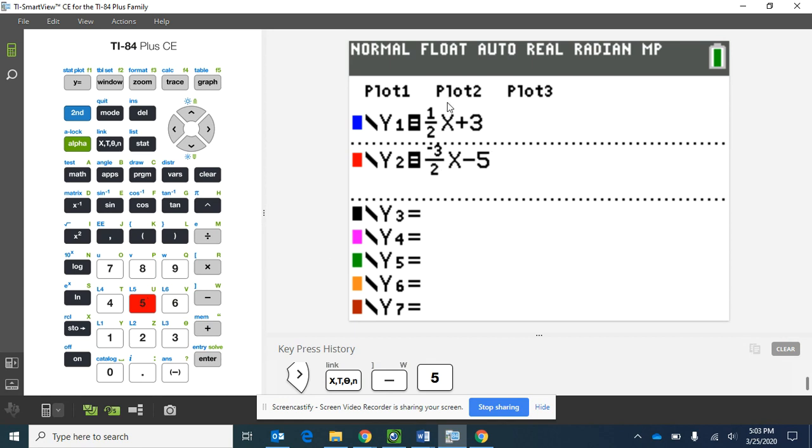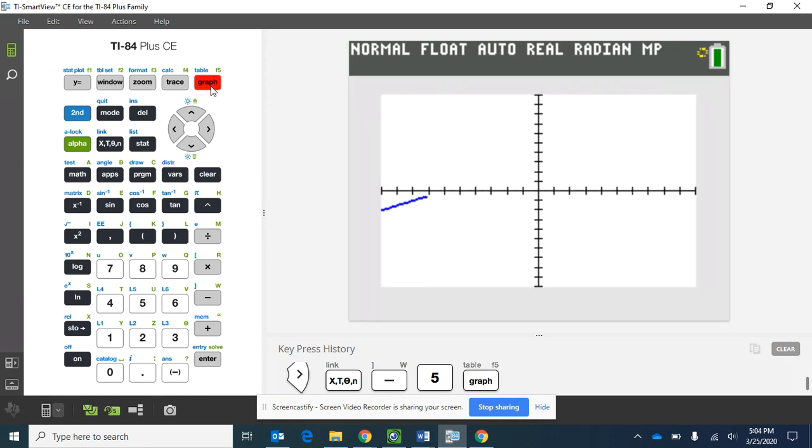Just do a double check before you hit graph. Make sure you've entered everything correctly. So now I'm ready to hit graph, which is at the top of your calculator, right below your screen. So there's my first equation being graphed. Here's my second one. Now remember, when you're solving a system by graphing, you're looking for the point of intersection. So if you look at your screen, you'll notice it's going to be somewhere around, it looks like -4, 1.